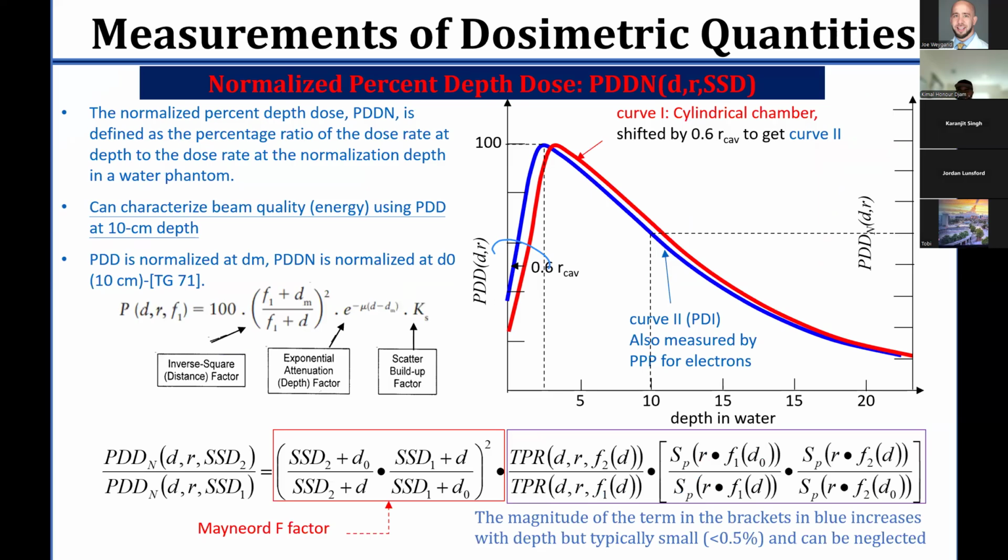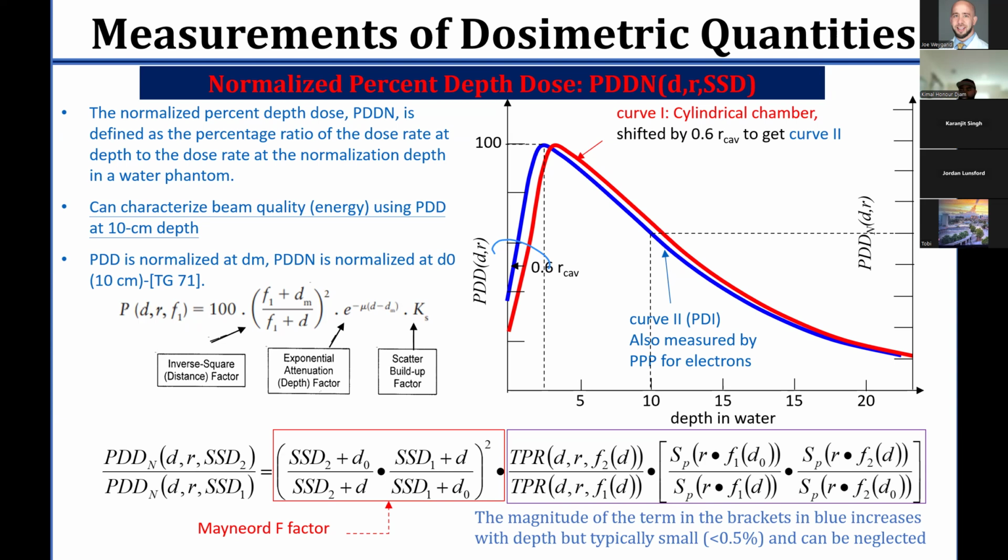The next important thing I want to talk about here are normalized depth dose curves. Essentially, PDDs represent the absorbed dose at a given depth to the absorbed dose at the reference depth. And typically, Dmax is used, even though in some cases some people use surface doses, but in all the clinics that I've worked out of, we use Dmax as our reference depth. And it's typically expressed as a percentage ratio.